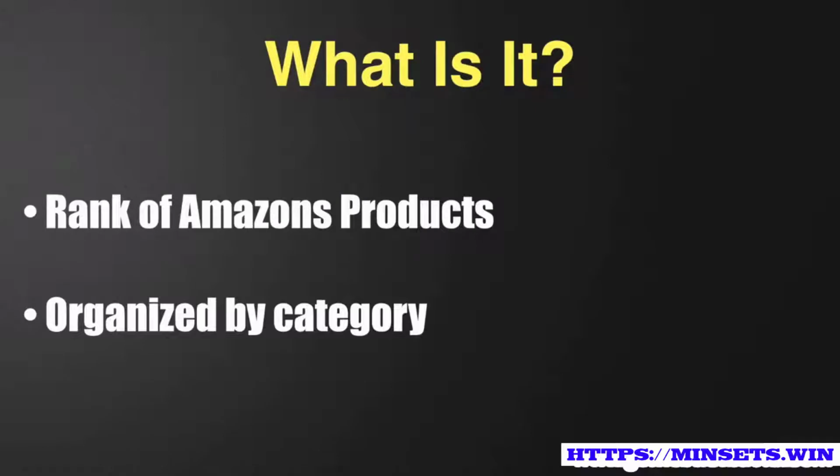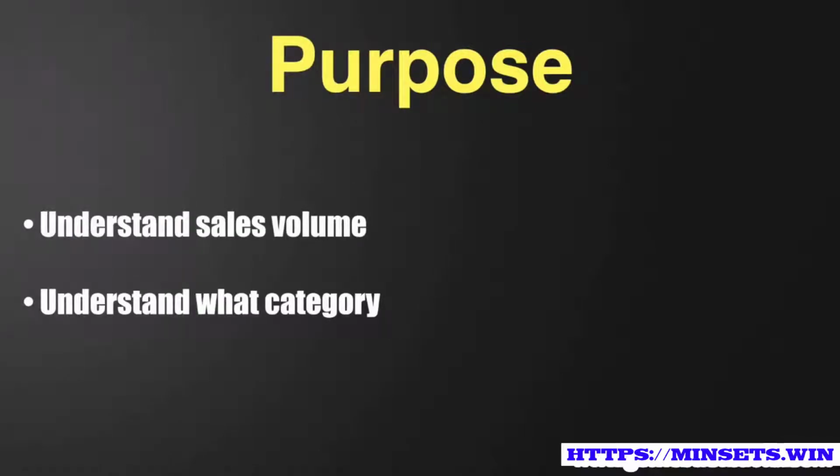The purpose of the sales rank is to understand sales volume. So if you know the sales rank of a certain product, then you'll be able to make a good guess of how many of those products sell per month, because each product has its own sales rank. There can't be two products at the sales rank of number one. There can't be two products at the sales rank of number 100. However, there could be one product at a sales rank of 100 and one at 101. Those two would be very close in sales volume because they're right next to each other in the ranking.